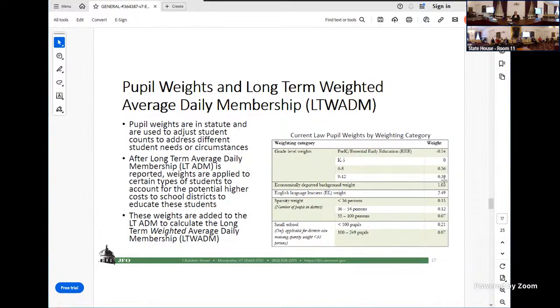So the way that they work is the Agency of Education takes pretty much on average the number of kids in schools and then applies these weights to these certain categories of students to increase the number of weighted students in districts or in areas where there are more needs or different circumstances. So these weights are added to the average pupil weighting count, and that's where we get this term, long-term weighted average daily membership, which is a lot of words, but essentially means the number of kids in schools after accounting for these different needs that are spelled out in statute.